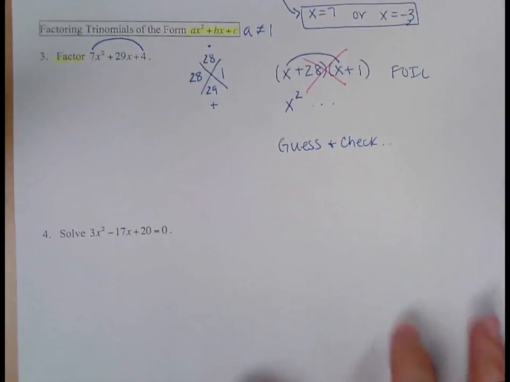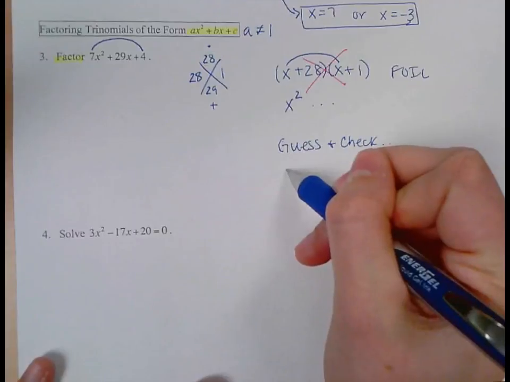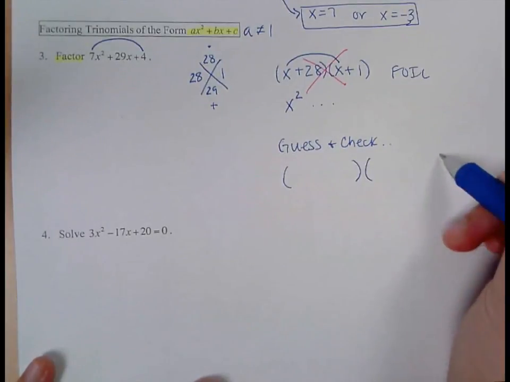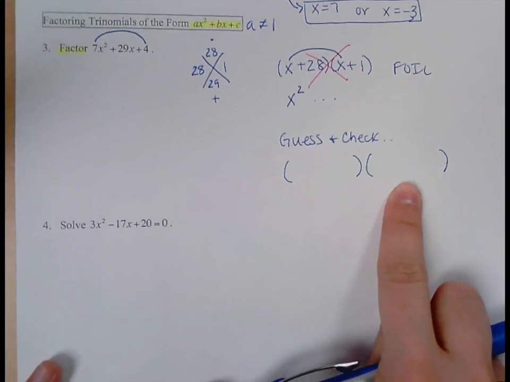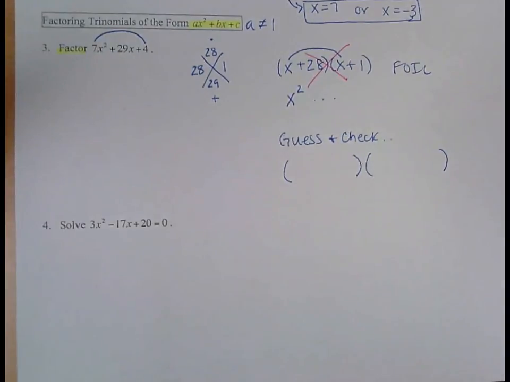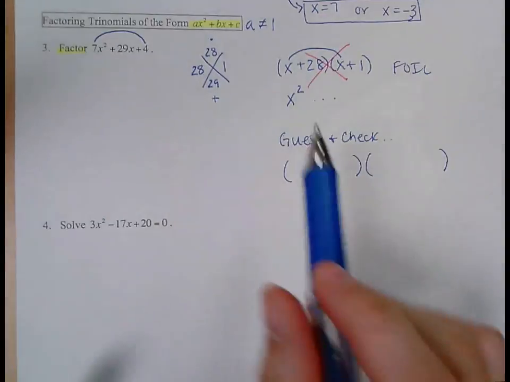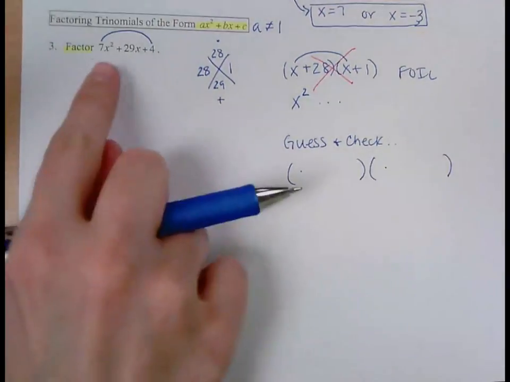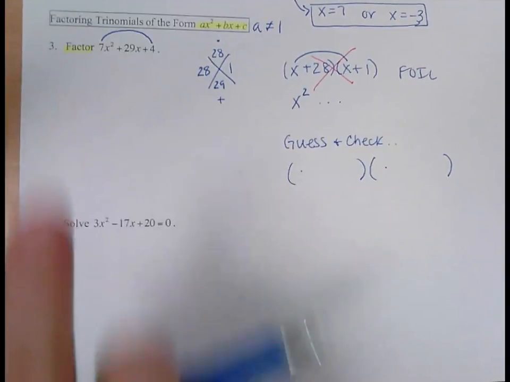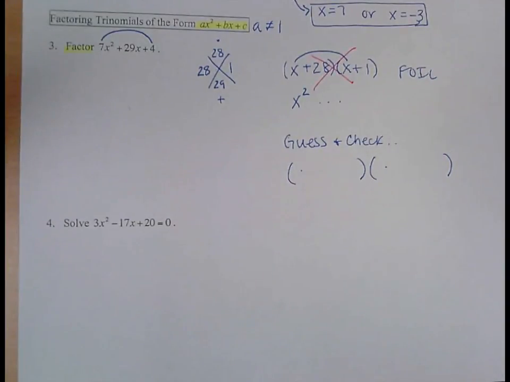Okay, and this is how you could go about guessing and checking, and some of you maybe do this. So I know it's going to be a binomial times a binomial when it's factored. And you have to think the reverse of foiling. So when I FOIL, I need my first terms to multiply to be 7x squared. So you start to think, how would I get 7x squared? Well, to get 7, I have to multiply 7 by 1. And then to get x squared, I need x by x.